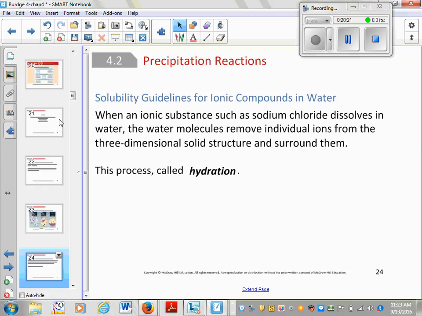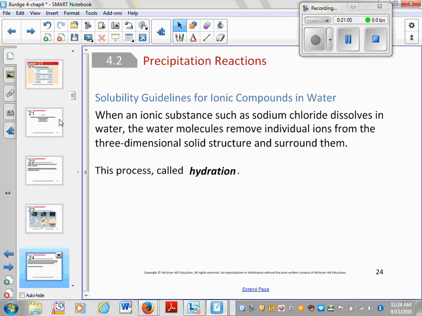Well, when an ionic substance such as sodium chloride dissolves in water, the water molecules remove the individual ions from each other. It's a process called hydration. So if I look at NaCl, and we put it in water, we have the Na+ and Cl-. Well, if we evaporate the water, we end up with what? We end up with the salt that we get because of the Na+ and Cl-.